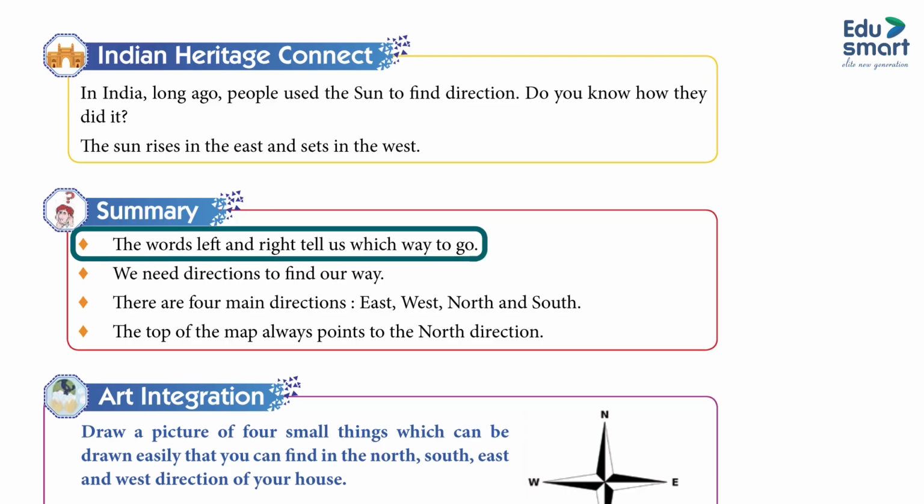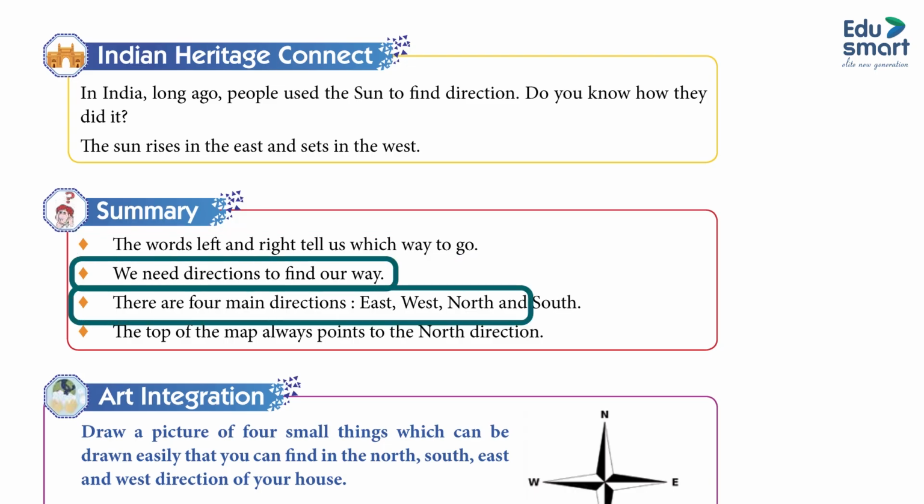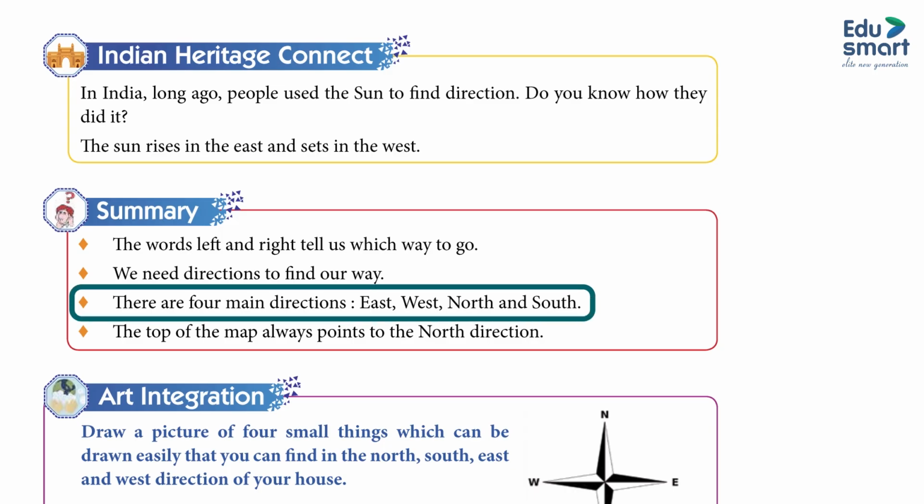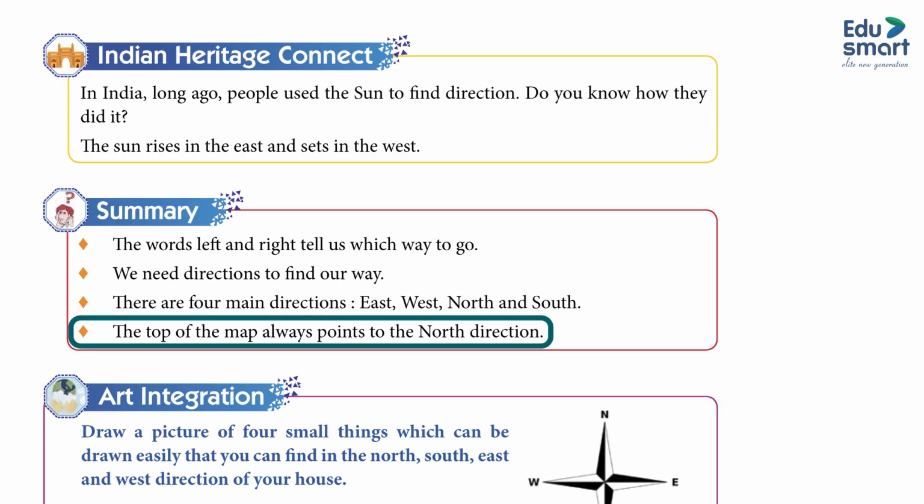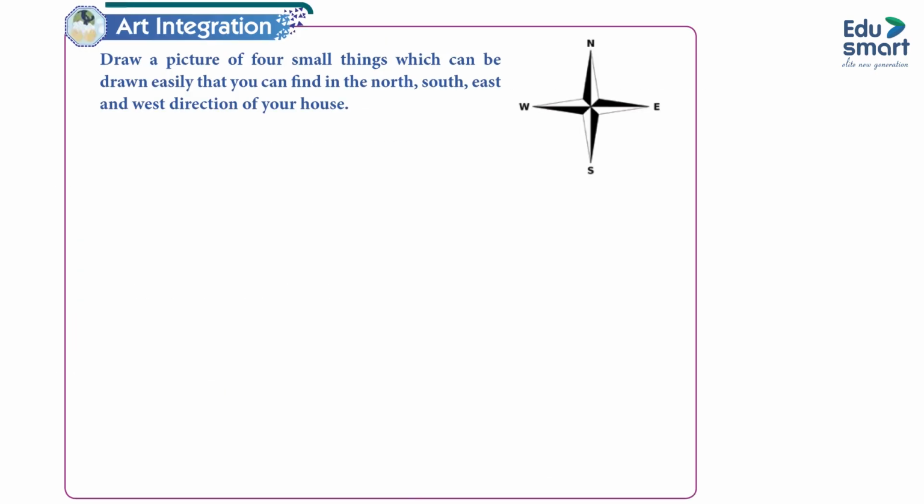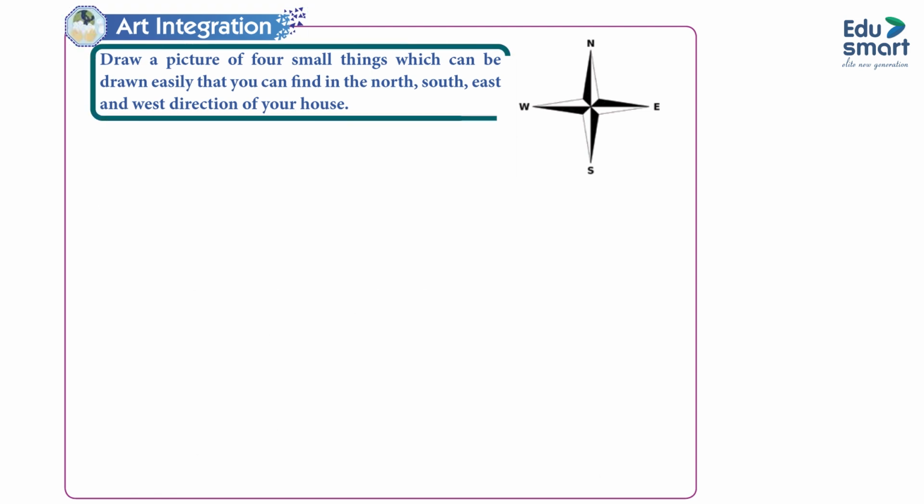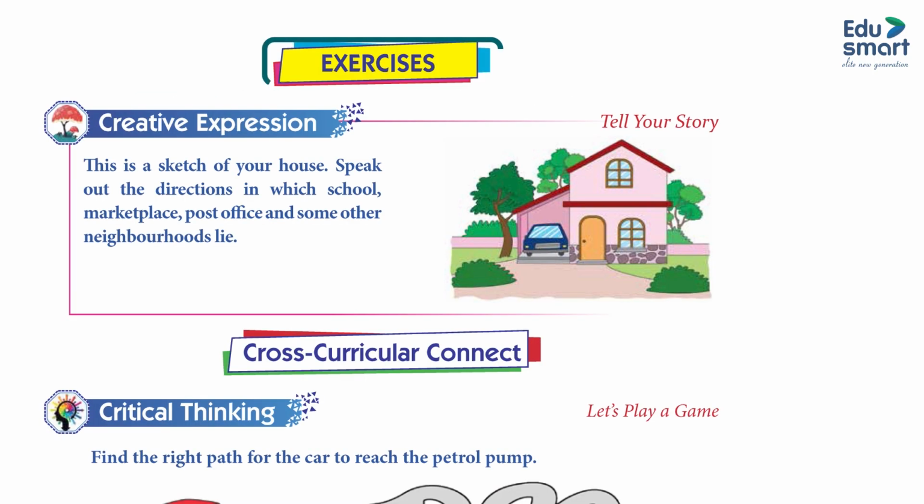Summary. The words left and right tell us which way to go. We need direction to find our way. There are four main directions: east, west, north, south. The top of the map always points to the north direction. Art integration. Draw a picture of four small things which can be drawn easily that you can find in the north, south, east and west direction of your house.